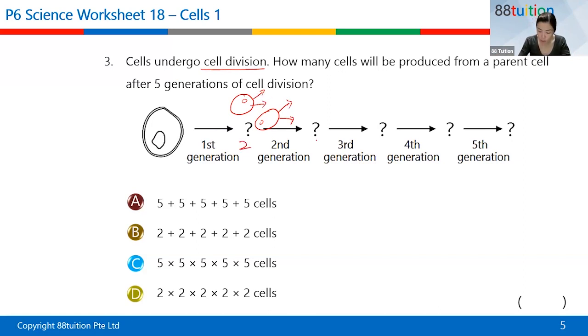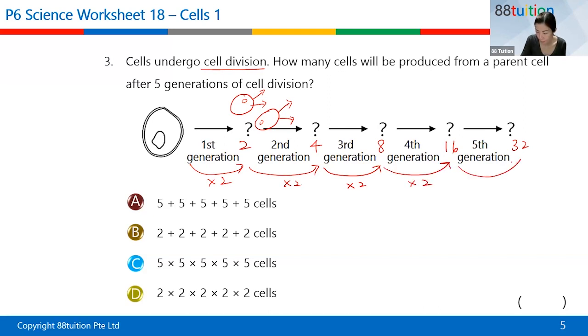From 2, it will become 4. The 4 cells each divide into 2, that makes 8. Then split into 2 again, that makes 16. And each of them splits into 2, that gives 32. So each time, do you see that you are multiplying by 2? Can y'all see that? So the answer is D.